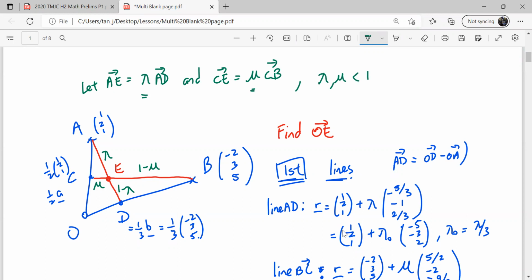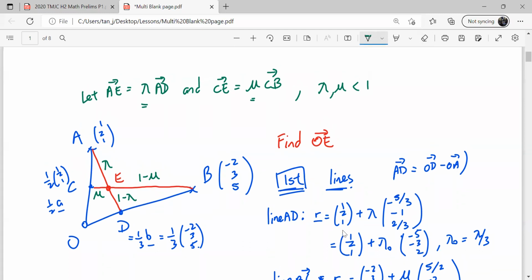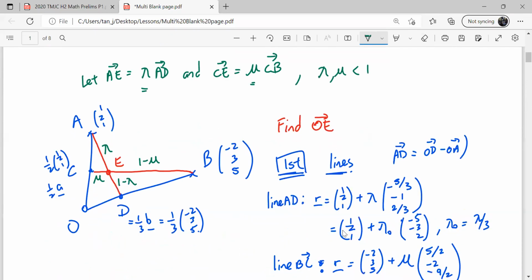So it becomes a ratio. Okay, now we are going to method 2, which is by ratio. So for the OE case, you can just follow the diagram.